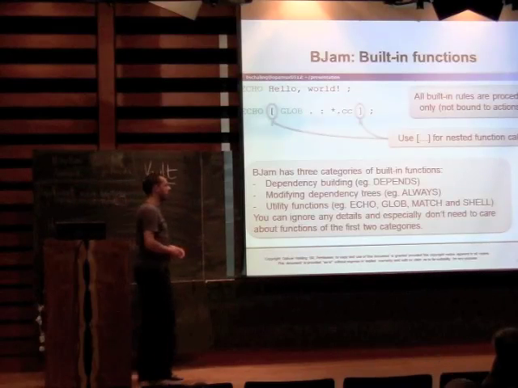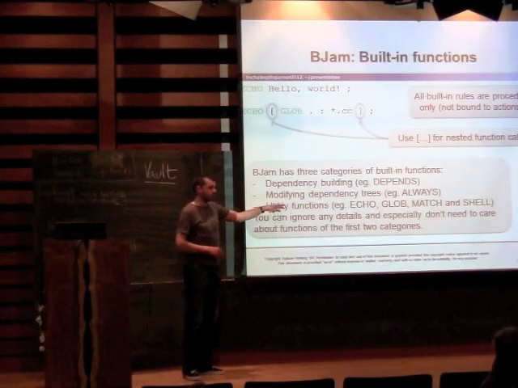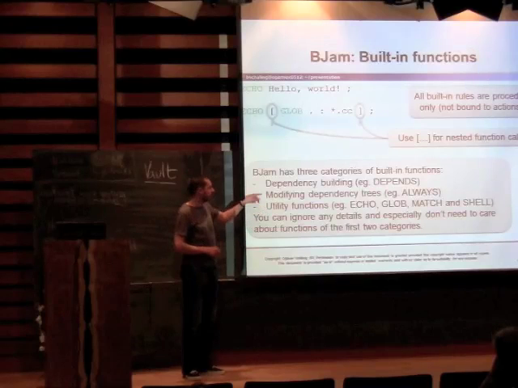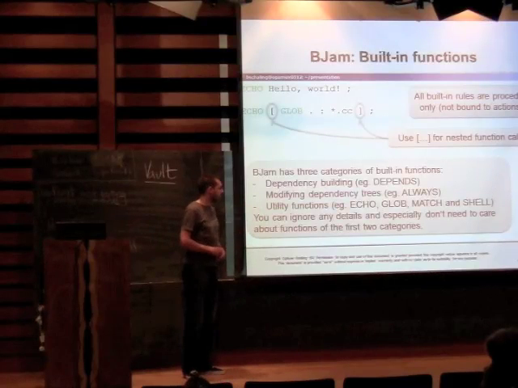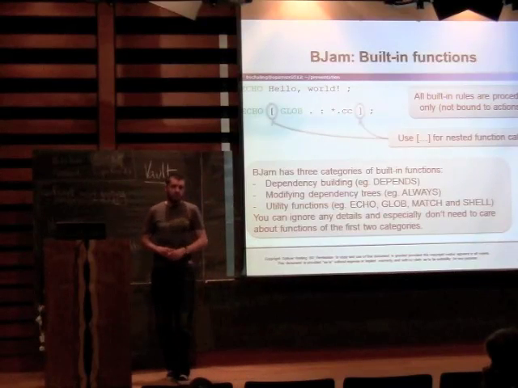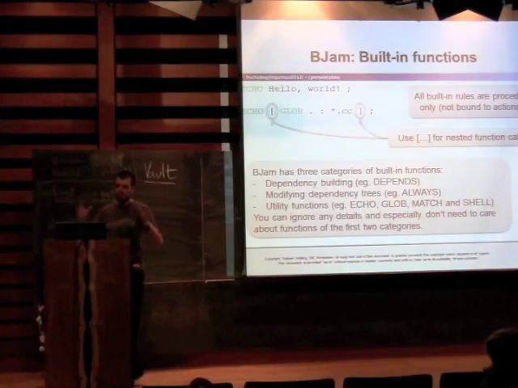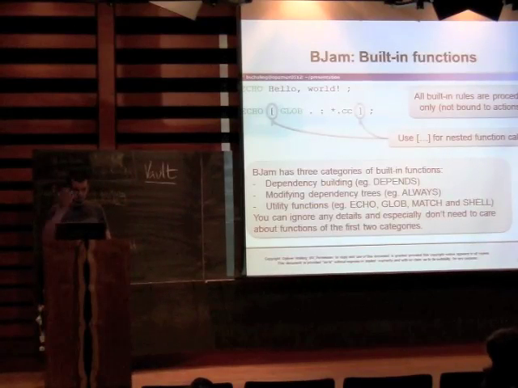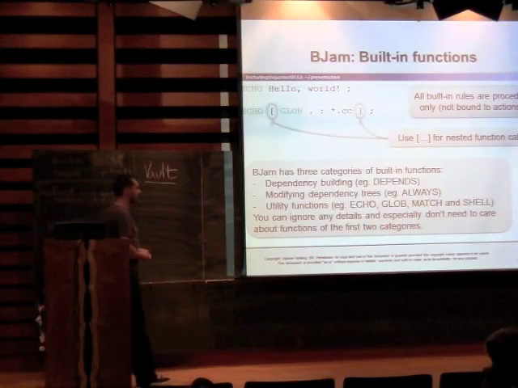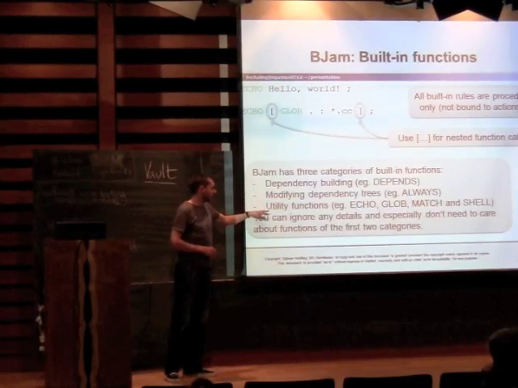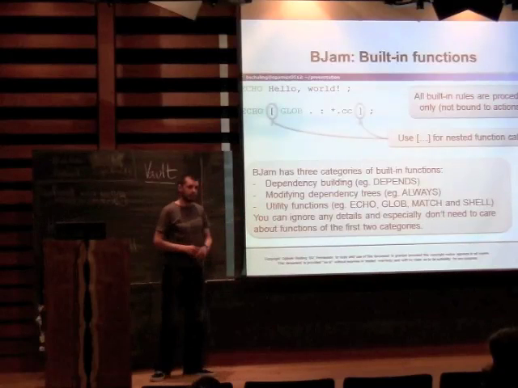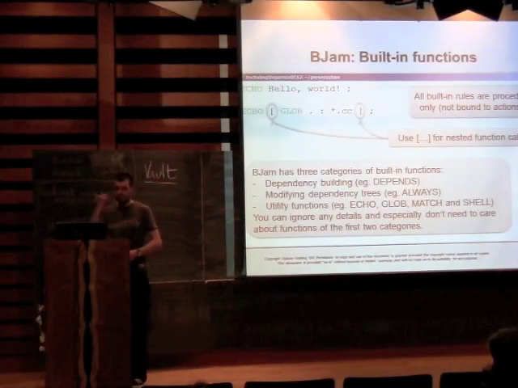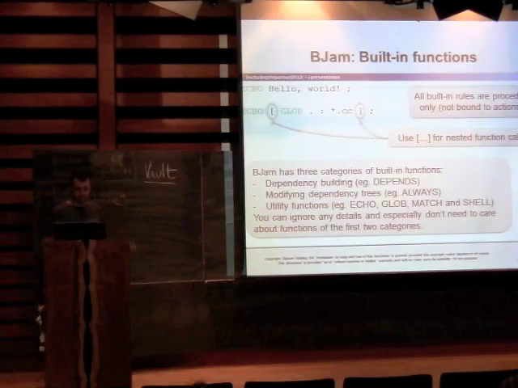We have actually some other categories, not just these utility functions which you have just seen. There are also some functions which belong to the category dependency building. Another category is modifying dependency trees. But if I start now to talk about these things, you're going to run out of this room in a second. So you can really ignore these things. The utility functions are maybe in practice most helpful. The other things, yeah, just ignore it.